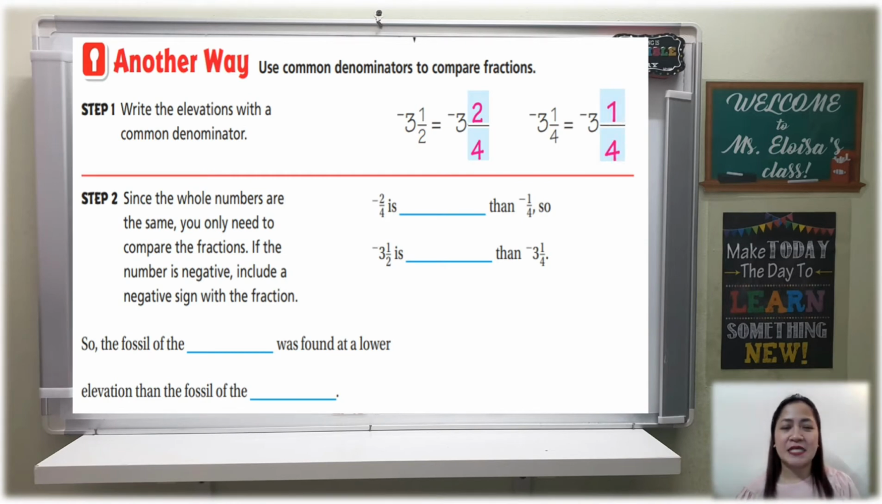Step 2. Since the whole numbers are the same, you only need to compare the fractions. If the number is negative, include a negative sign with the fraction. So negative 2/4 is less than negative 1/4. So negative 3 and 1/2 is less than negative 3 and 1/4. So the fossil of the shell was found at a lower elevation than the fossil of the fish.